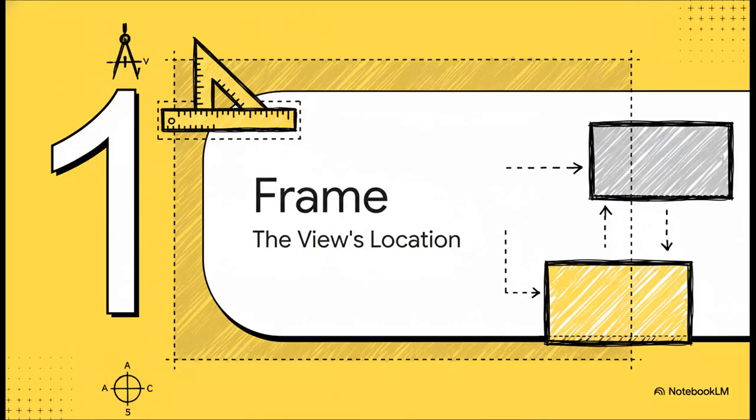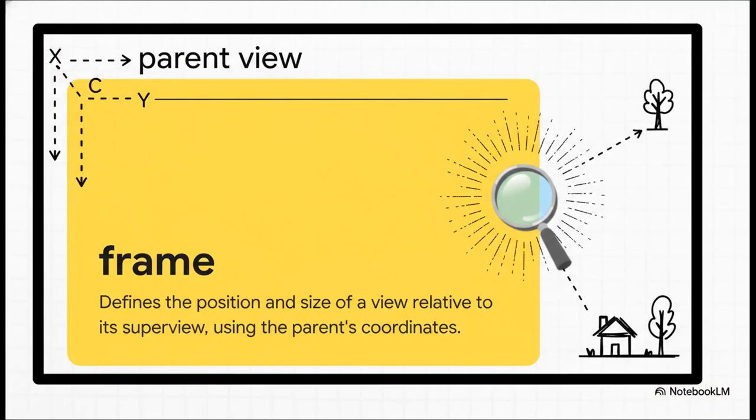This is all handled by the frame property. And when you think frame, I want you to think about location, location, location. It's the view's public address, where it lives in relation to its parent view. So the frame tells you everything you need to know about the view, but from its parent's point of view. It's like your home address. It tells people how to find you within the larger city.